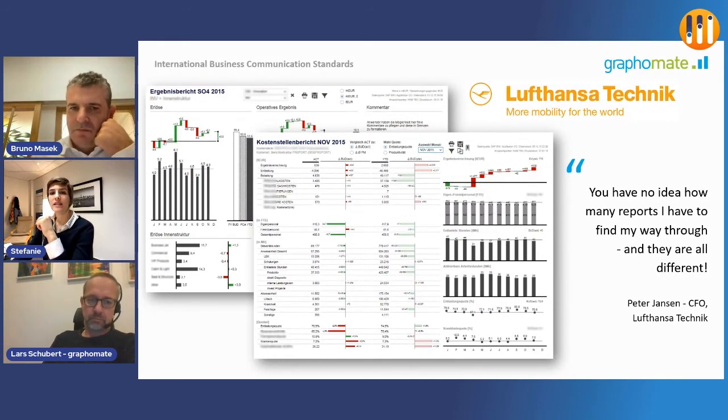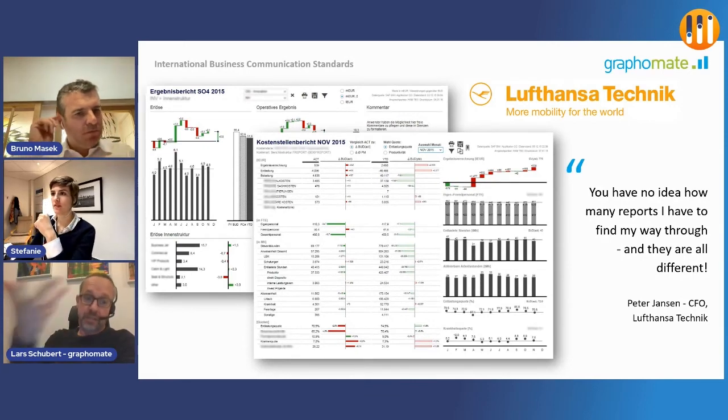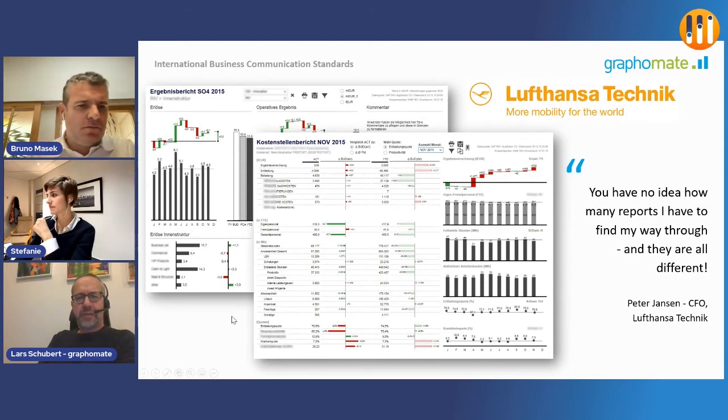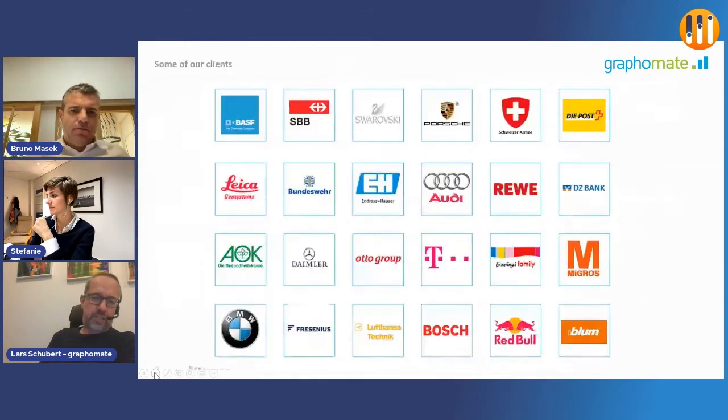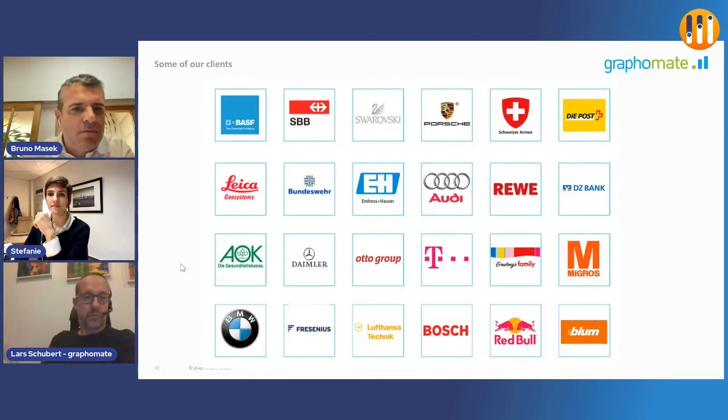So Lars, as you already met a lot of people in your career, are there other companies who use something like a notation standard for their company? Oh yes, yes. Lufthansa Technik definitely used the notation guide. But you know, most of our clients use a notation guide. But to be honest, some notation guides are just 2 PowerPoint slides.